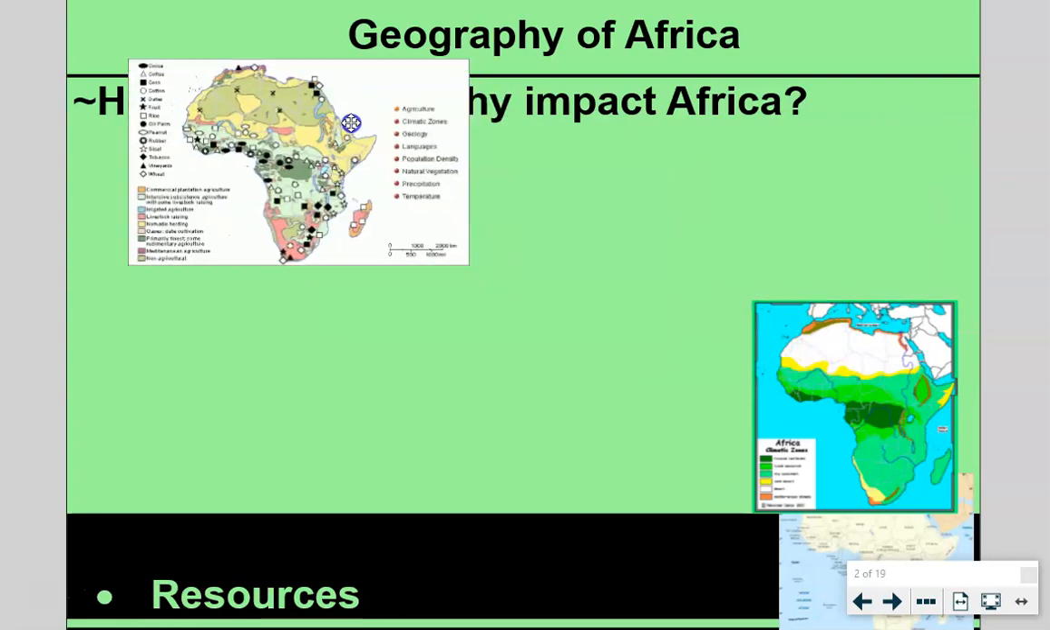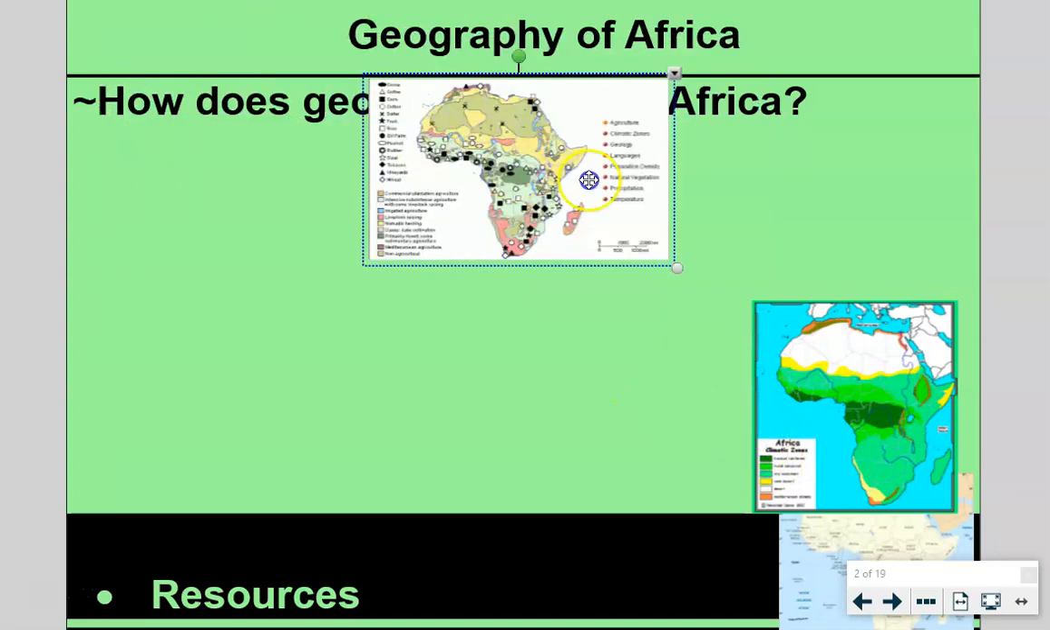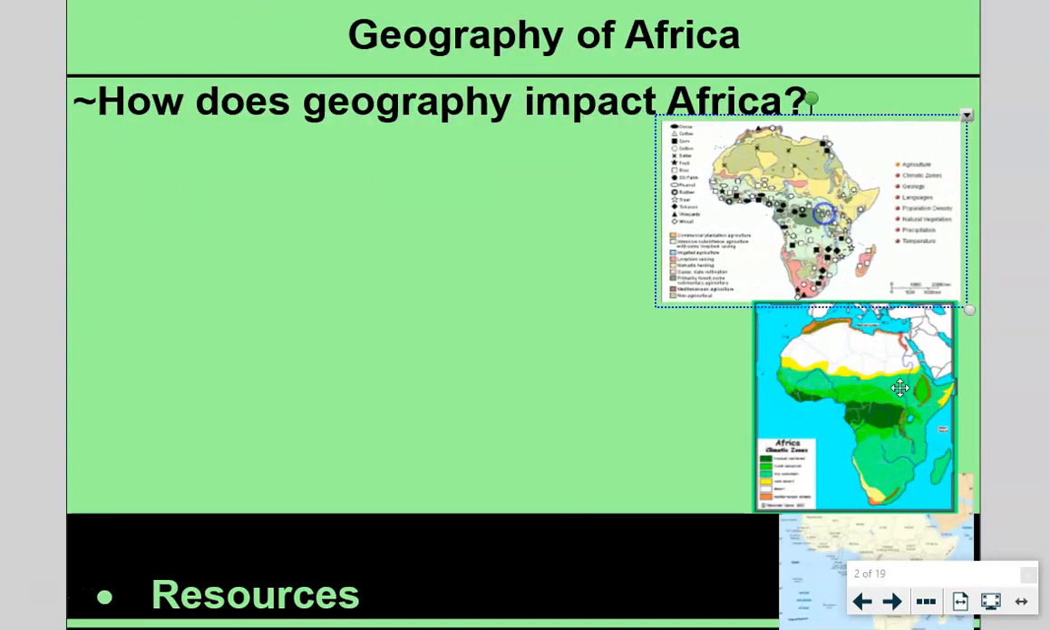If we grab this map here, we can see lots and lots of different resources. Cocoa, coffee, corn, cotton, dates, fruit, rice, palm oil, peanuts, rubber, tobacco, vineyards, wheat, and then there's all kinds of other stuff. There's lots of precious minerals like diamonds in Africa as well. So when Africans were able to move, they had a number of resources that were, and still are, in demand. Salt, gold, iron, copper, diamonds, oil, hides, pelts, rubber, timber. So they're resource rich, but it's hard to cash in on that because it was so hard to travel across the continent.